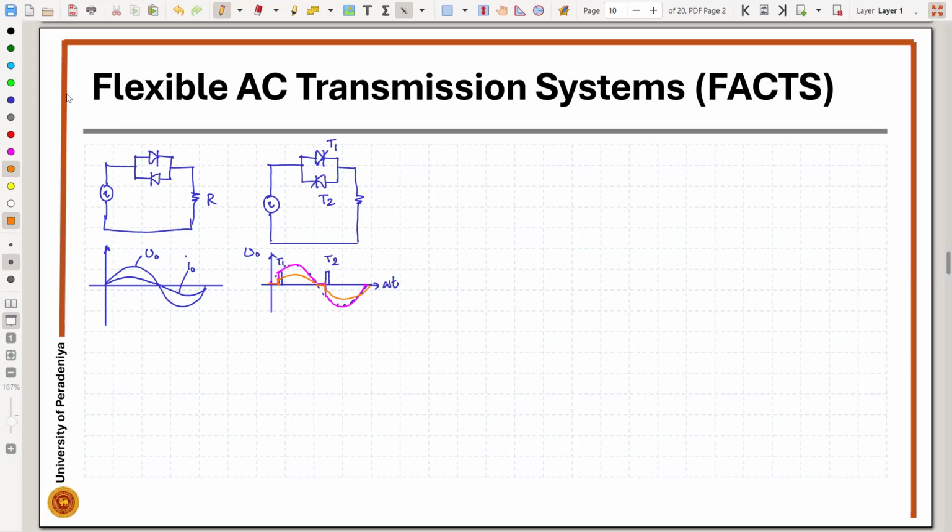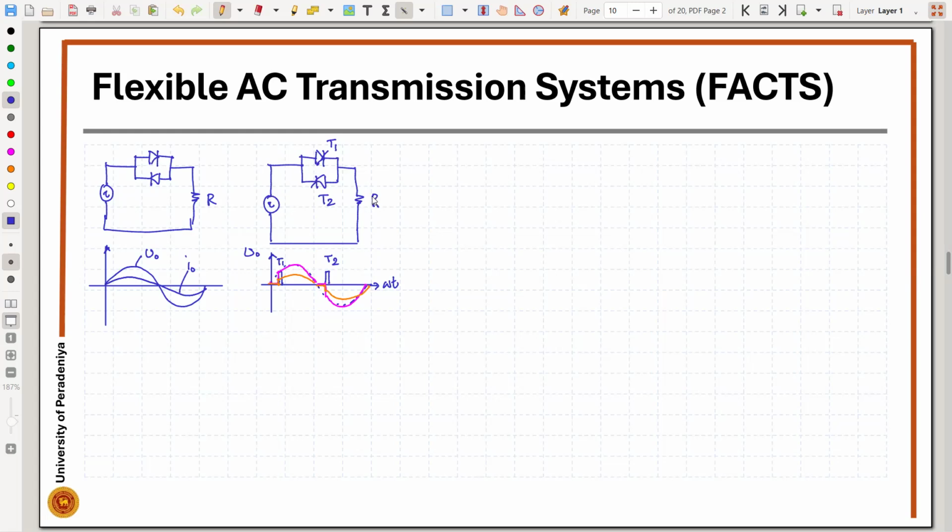But instead of a resistive load, now if we connect an inductive load, then we are going to have a problem, because when the voltage is positive, this thyristor will be conducting. At the same time, the current should be negative. So that is not possible to realize in the circuit. So if we try to provide the firing signal at this location, we won't be able to do it.